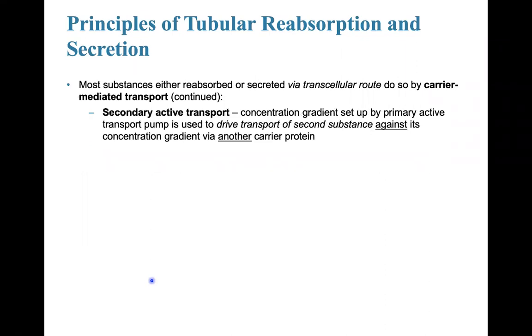Most substances are either reabsorbed or secreted via these carrier-mediated transports, which can also include secondary active transport. This is a concentration gradient that's set up by a primary active transport pump, which is used to drive the transport of a second substance against its concentration gradient. So you're not actually expending any ATP to move the second substance, but you are expending ATP to move the primary substance. Secondary active transport can't occur without primary active transport.